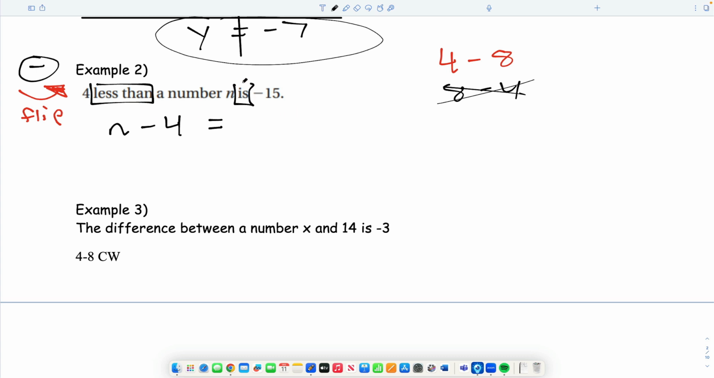You see the word is. Is always means what sign, whole class? Is means what sign? An equal sign. And it equals negative 15. You now have an equation you can solve.